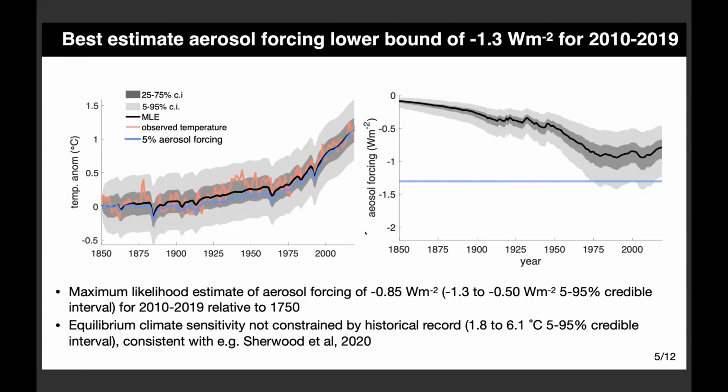Conceptually, how the Bayesian framework works is we solve for a joint posterior distribution of parameters that yield model temperatures, with the mean here in black, that are most similar to observations in red.